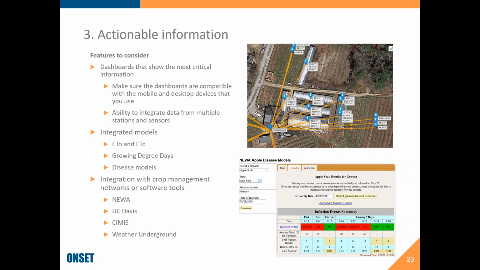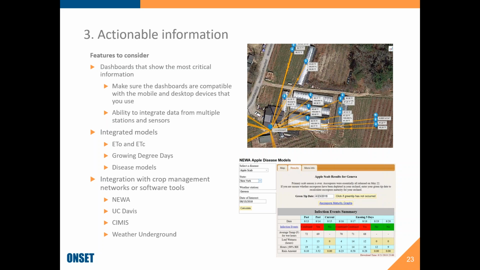And a lot of these networks that are coming out, and we're seeing more and more of these networks, basically bring in data from weather stations, such as from ours or others, and they can process that data through these disease models, which I just talked about, or do the evapotranspiration, and just help growers make decisions.